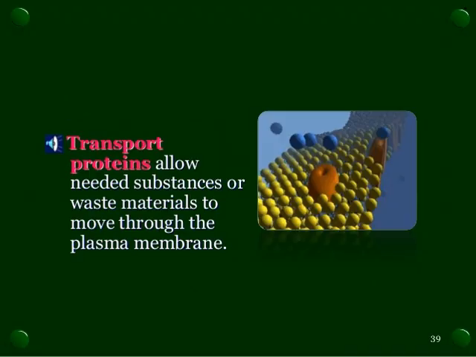You can see the transport proteins, the red colored one in this diagram. That is the transport protein which has a pathway in the middle, allowing the needed substances or waste materials to pass. A needed substance can be taken from outside the cell and transported inside the cytoplasm, or some waste materials from inside the cytoplasm can be excreted out through this channel.